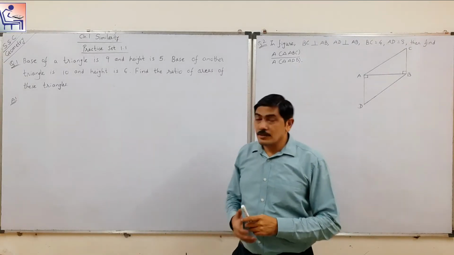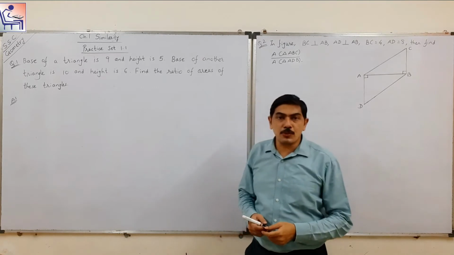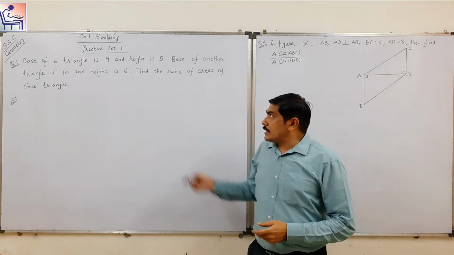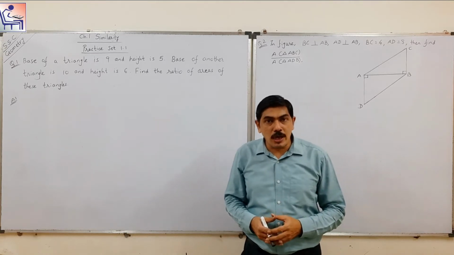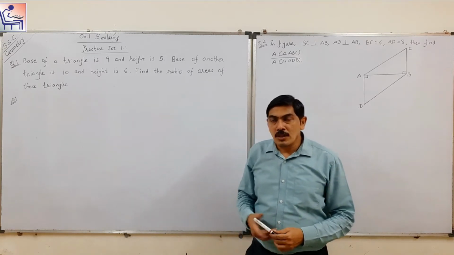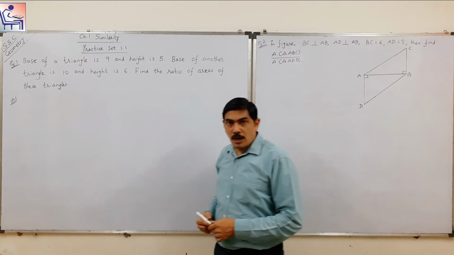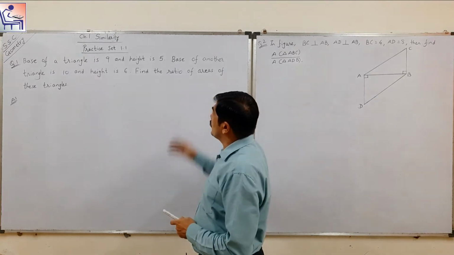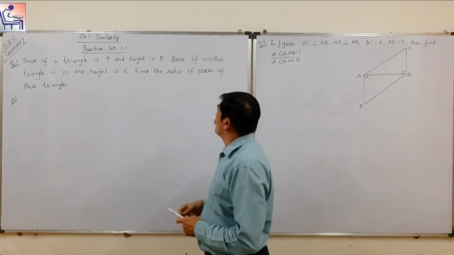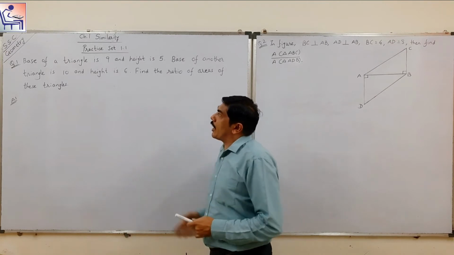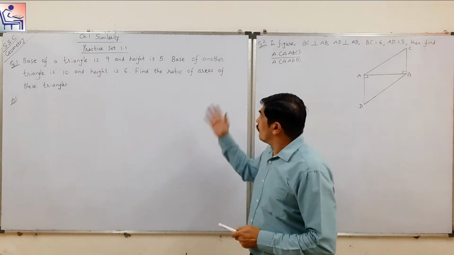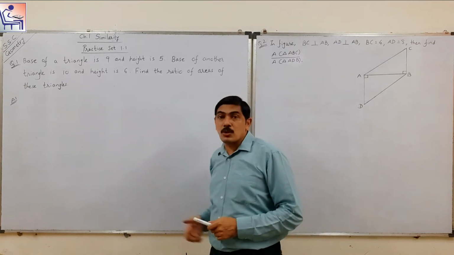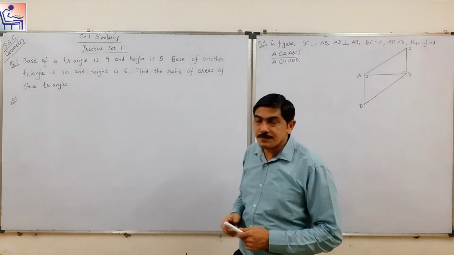We are solving practice set 1.1. This practice set is based on all the properties which we have learned earlier. So let's start with question number 1. Base of a triangle is 9 and height is 5. Base of another triangle is 10 and height is 6. Find the ratio of areas of these triangles.